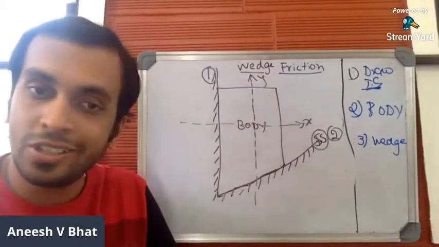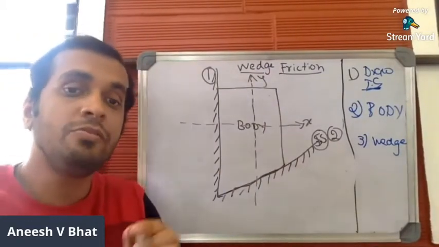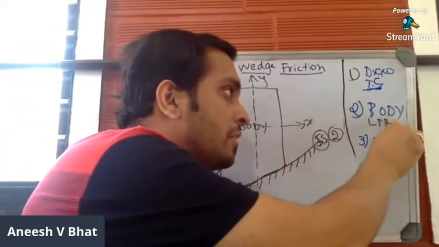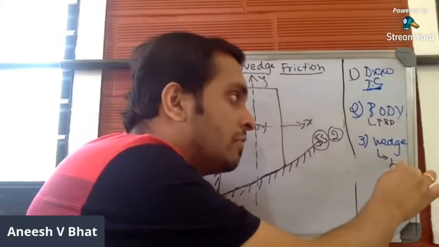So I've drawn the coordinates. Now once you finish drawing the coordinates, we'll be drawing the free body diagram for the body, as well as the free body diagram for the wedge in the next step.